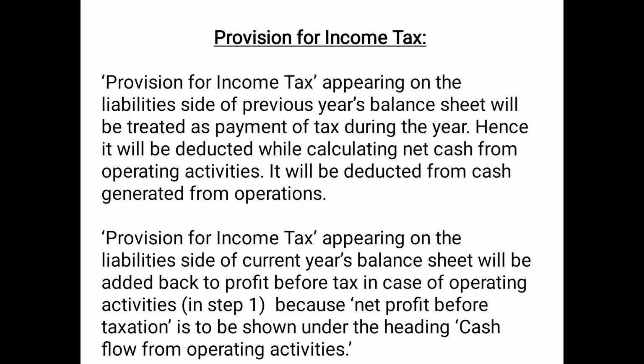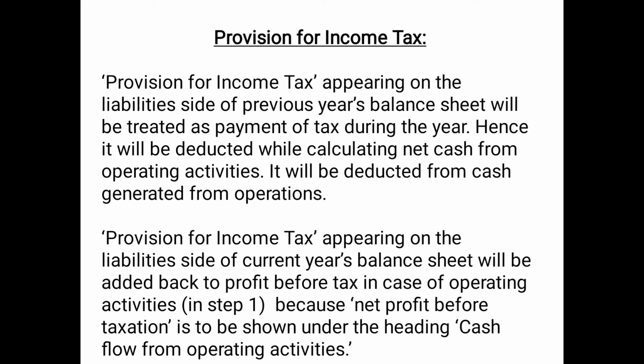Now the next adjustment which is required, we have already discussed this point, but we need to do it in depth. Provision for income tax. Provision for income tax appearing on the liability side of the previous year balance sheet will be treated as payment of tax during the year. This we have already discussed, that provision for tax of the previous year will be deemed to be paid in the current year, and therefore it will be deducted under the operating activities after the adjustment regarding the current assets and current liabilities has been done.